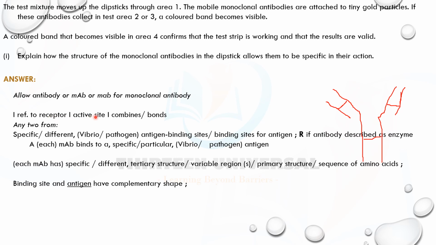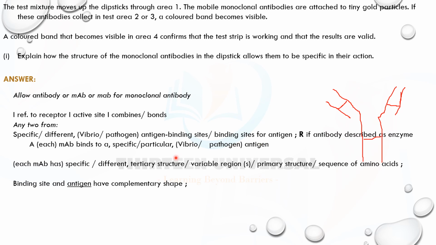An active site is for an enzyme. Ignore those, and don't say combines or bonds. Now see what you say: this antibody is specific, or different pathogens have different antigen binding sites. So that's specific binding site for antigen. Reject antibodies described as enzymes; they don't have an active site. So accept that each monoclonal binds to a specific or particular pathogen antigen.